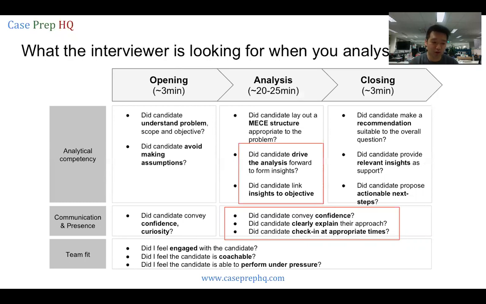And then through that, they're also looking for mannerisms. Is the candidate confident, and are they opening their mind for their interviewer to see into their method and see how they think? And are they checking in with the interviewer at appropriate times to make sure they're not making any wrong assumptions? That's a collaborative process with the interviewer.